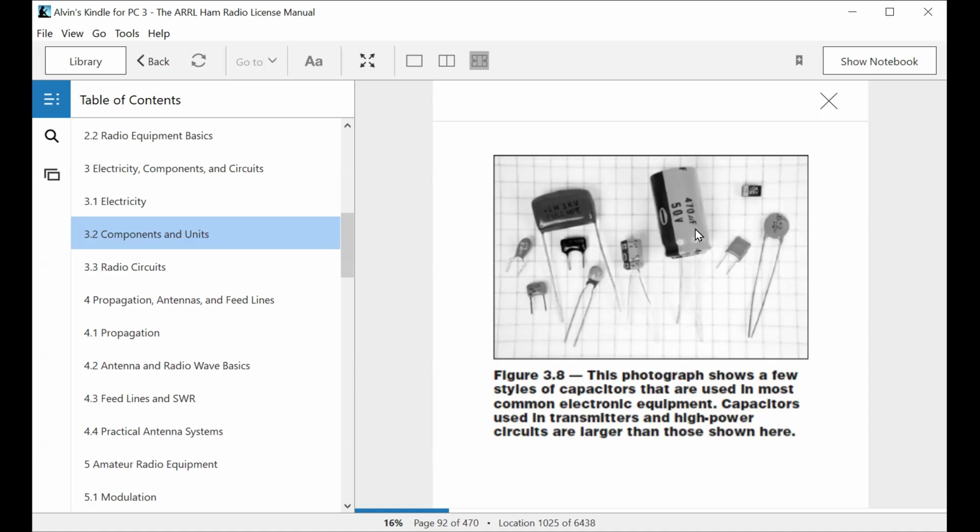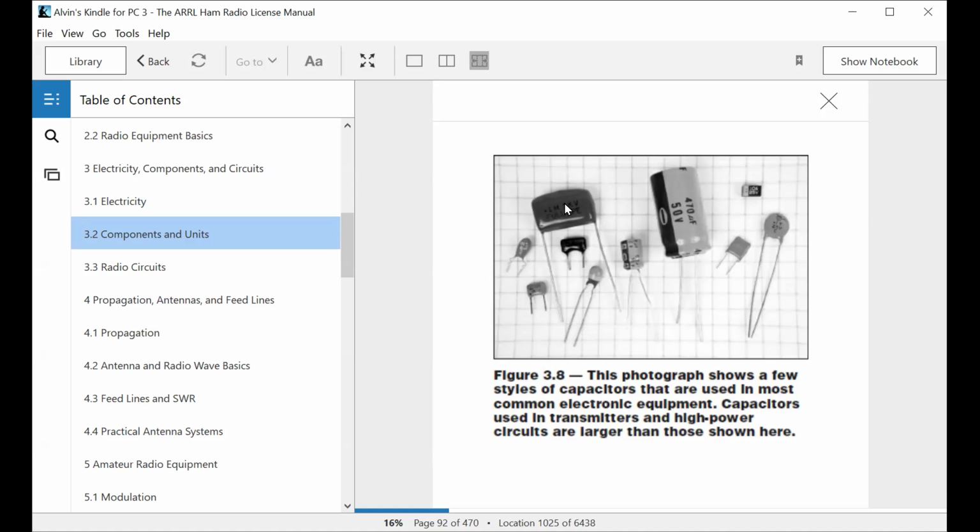Now, something like this, which is 470 microfarads, it's not going to be very precise. You might see plus or minus 10% on that. And some of the others are a little more precise. You have some that are in the picofarad range, and those have to be quite a bit more accurate if you're designing a circuit.